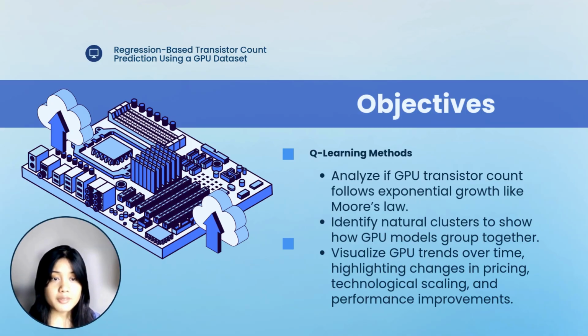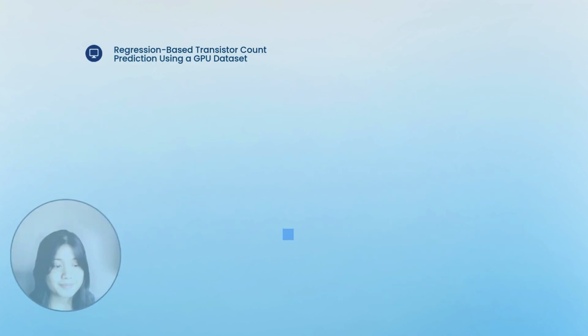Lastly, we wanted to visualize GPU trends over time. This includes looking at changes in pricing, improvements in technology, and overall performance growth. By plotting these trends, we get a clearer picture of how GPUs have progressed across different decades.